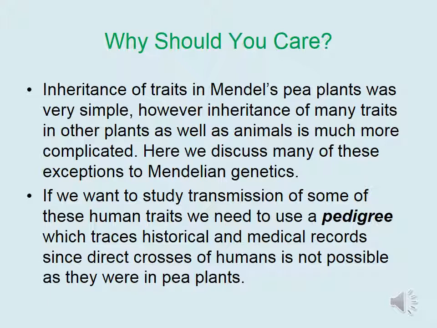If we want to study transmission of some of these human traits, we need to use a pedigree, which traces historical and medical records, since direct crosses of humans is not possible as they were in pea plants.